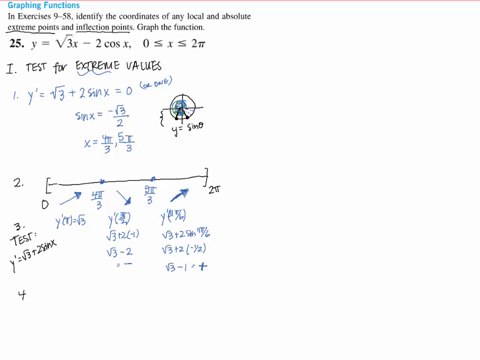Fourth step was to make the decision. Where are the maximum and minimum values? Well, we can see that we have a max at 4 pi over 3 and a minimum at 5 pi over 3 because of the behavior of the function, increasing to decreasing, decreasing to increasing.